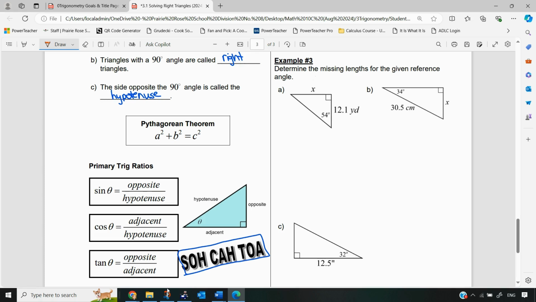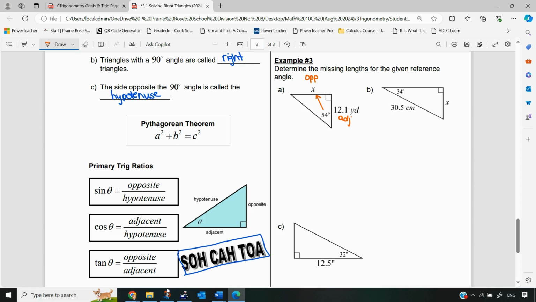Example 3 asks us to determine the missing lengths for the given reference angle. For part A, I have a triangle with an angle of 54 degrees, a side length of 12.1, and another unknown side length. So the first thing I'm going to do is label my triangle. If you remember those steps, label your triangle, set up your ratio, solve. So if I have an angle of 54 degrees, looking across the triangle, this would be my opposite. And beside my angle is adjacent. Now you can label hypotenuse if you want to, but it's not going to play a role in this question.